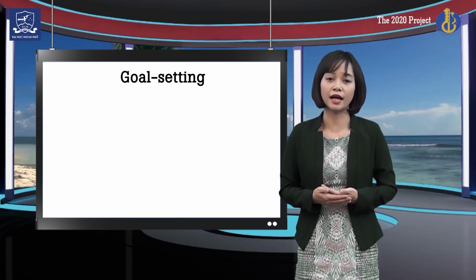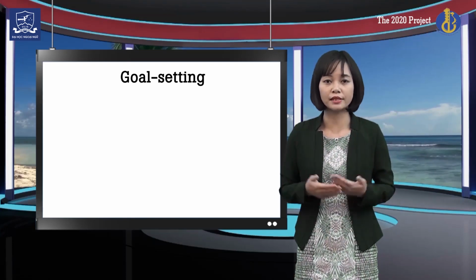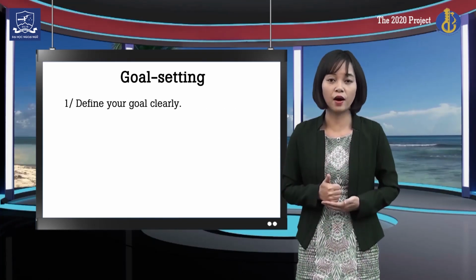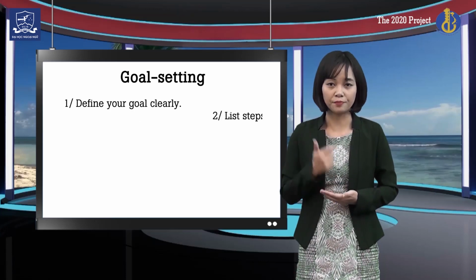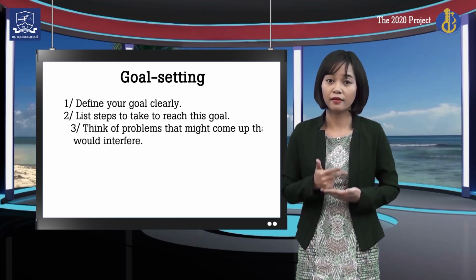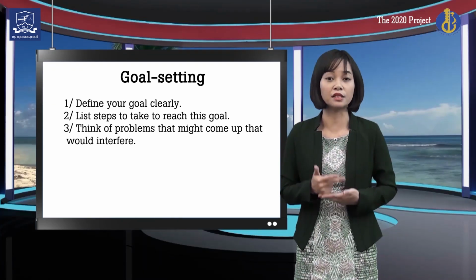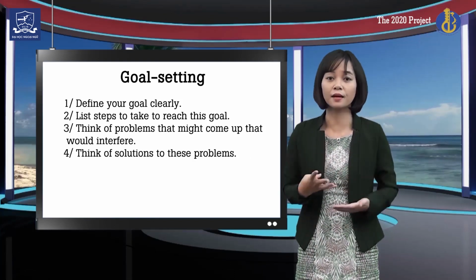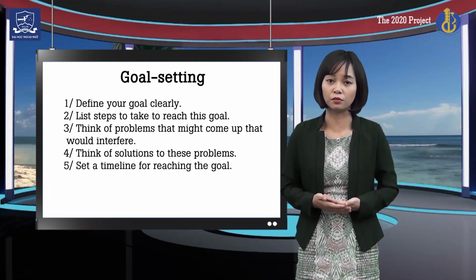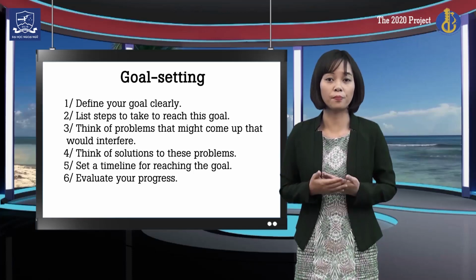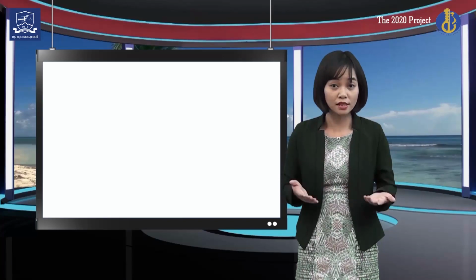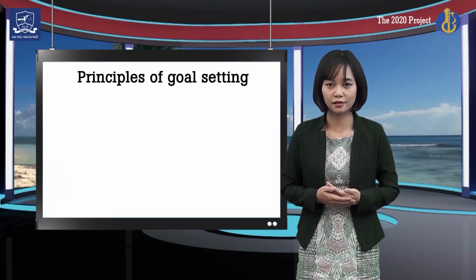Malcolm and Pope in 1994 offer a straightforward template for students with the following 7 steps. Step 1. Define your goals clearly. Step 2. List steps to take to reach this goal. Number 3. Think of problems that might come up that would interfere. Number 4. Think of solutions to these problems. Next, set a timeline for reaching the goal. 6. Evaluate your progress. And 7. Reward yourself for accomplishment.